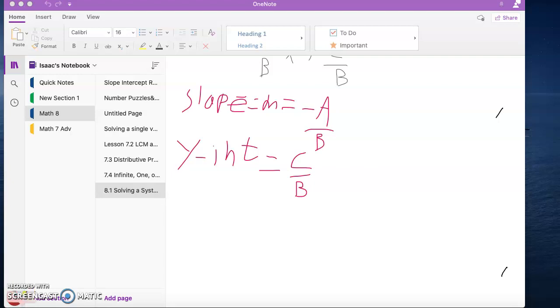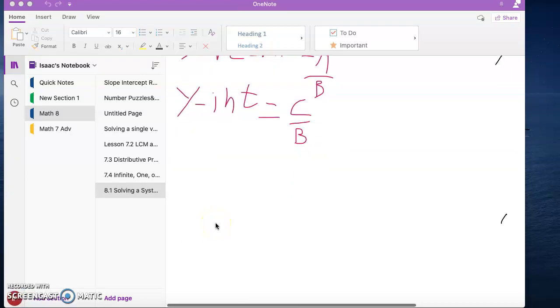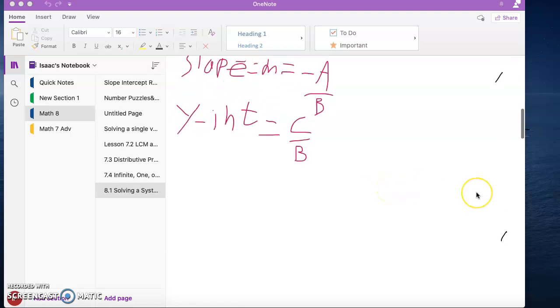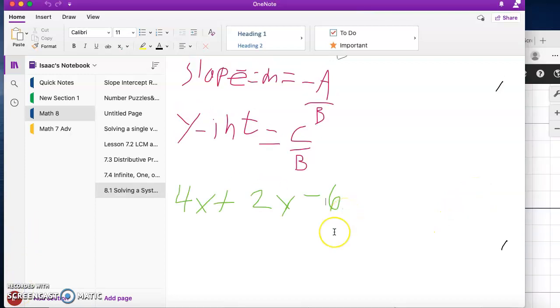Alright, so let's see an example of this. You don't have to write this exact example down, I just want you to see it so you can see how it works. So now, let's say I have this equation right in front of me. I have 4x plus 2y equals 6.